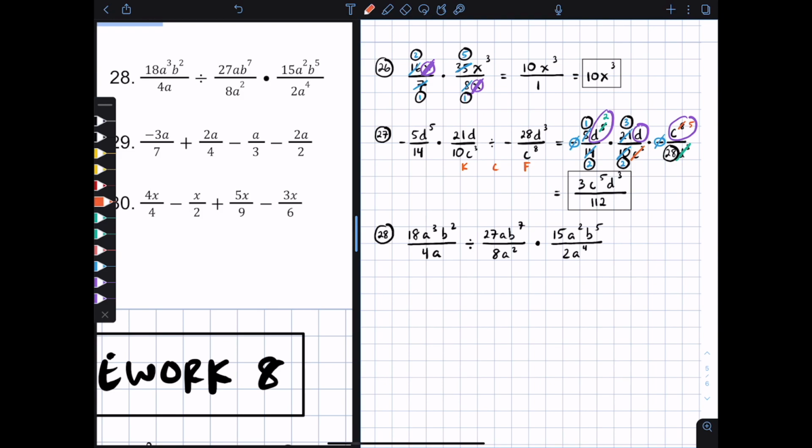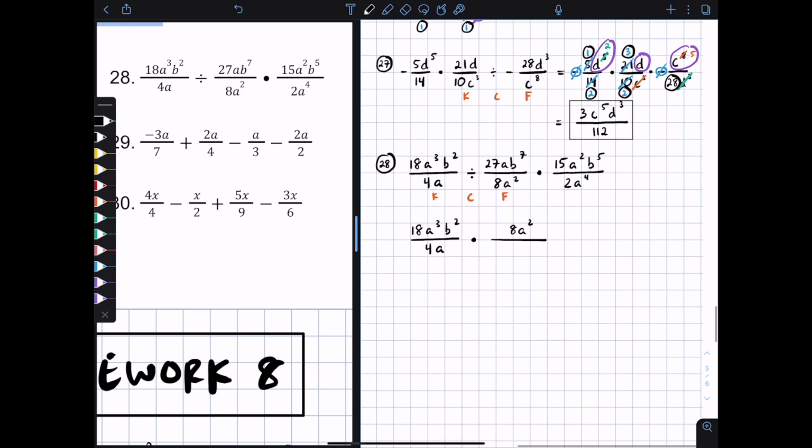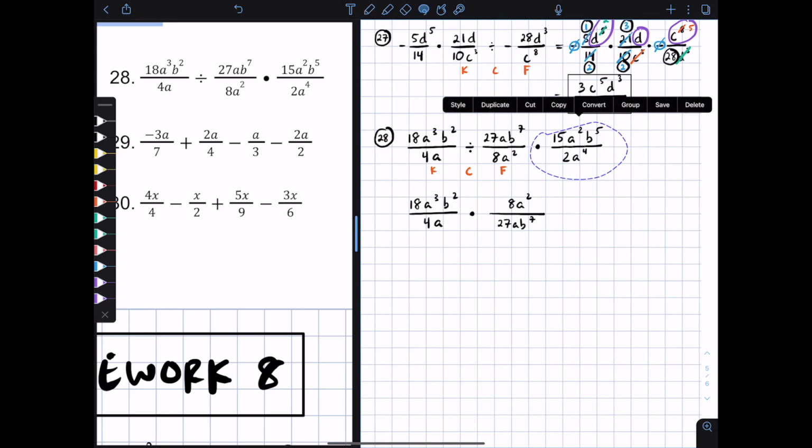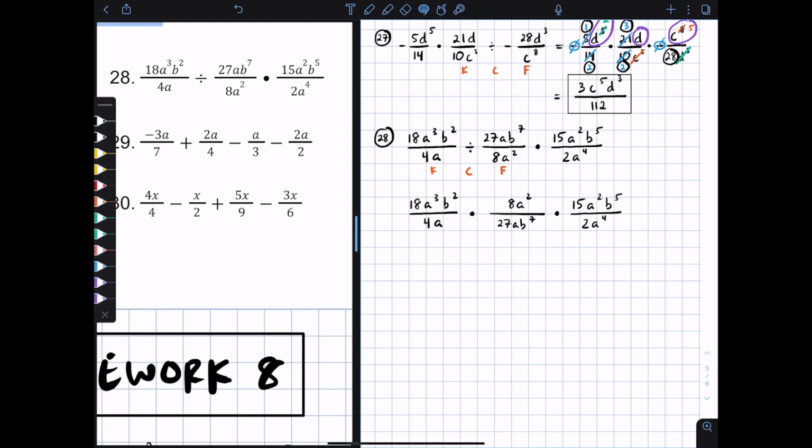Okay, so division starts here. We can keep, change, flip. So running out of space there. No worries, I'm going to keep this one. We're changing this to multiplication. We're going to flip this one. And so we're going to put 8a to the 2nd power on top, and we'll put this 27a times b to the 7th on bottom. And we're not really doing anything with this yet, so I'm just going to copy that down here. Okay, so let the games begin. Let's see what we can cancel out here and keep track of. So let's do our very, very best to be as neat as possible.